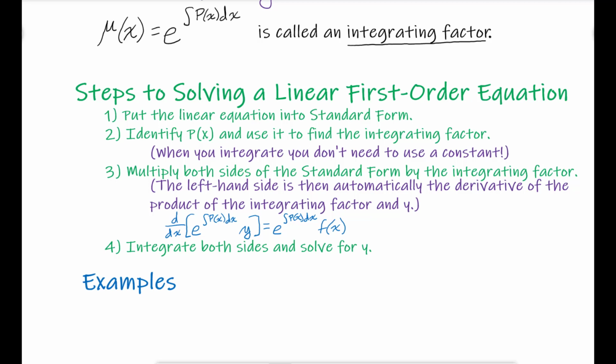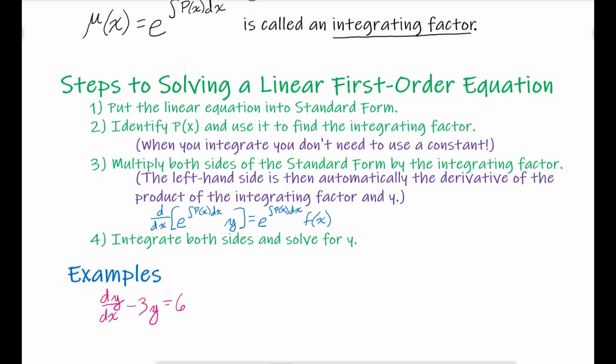So now that we've talked through the steps for solving a linear first order equation, let's go through an example or two so you see how this works. So the first example we're going to look at is dy dx minus 3y equals 6. Now this is already in standard form, so we've done the first step. Our second step is to identify p of x and use it to find the integrating factor.